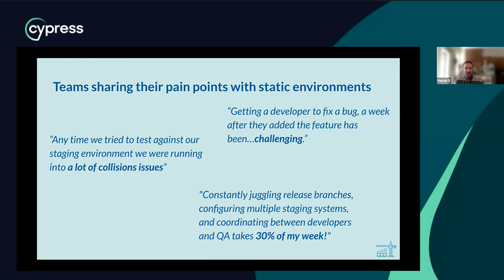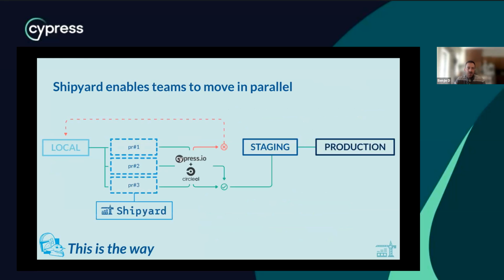So these are high level pain points. We see a lot more, but it's the big stuff. So where Shipyard comes in is we enable teams to move in parallel. What happens is I'm developing locally, I make a PR as a developer, and automatically Shipyard turns on a fully ephemeral or isolated environment.